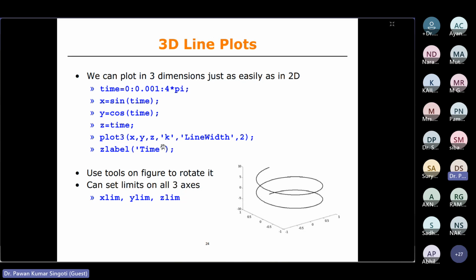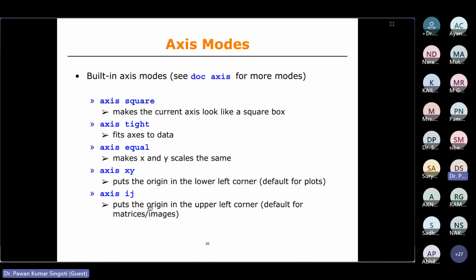Use the rotate tool on the figure to rotate it. As I showed you, this output can be rotated. You can define the X limit, Y limit, and Z limit. How many types of axis mode are possible? See doc axis for more modes. Axis square is possible: it makes the current axis look like a square box, whereas by default it may be rectangular. If you type axis tight, it fits the axes to the data.